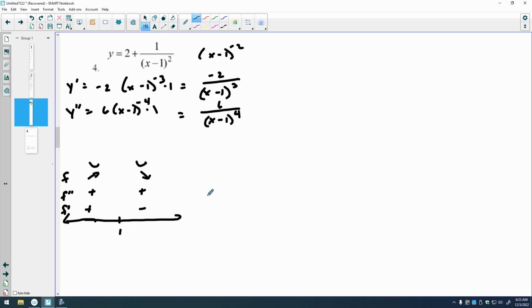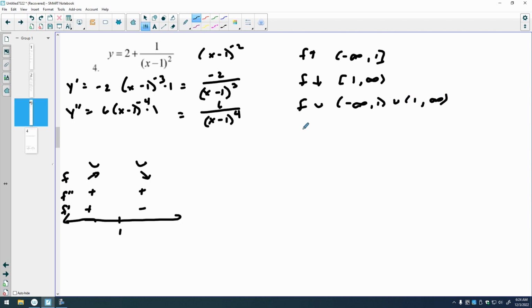Okay? All right. Let's do our things. F is increasing on the interval from negative infinity to 1. F is decreasing from 1 to infinity. F is concave up always, negative infinity to 1, 1 to infinity. F is concave down never.